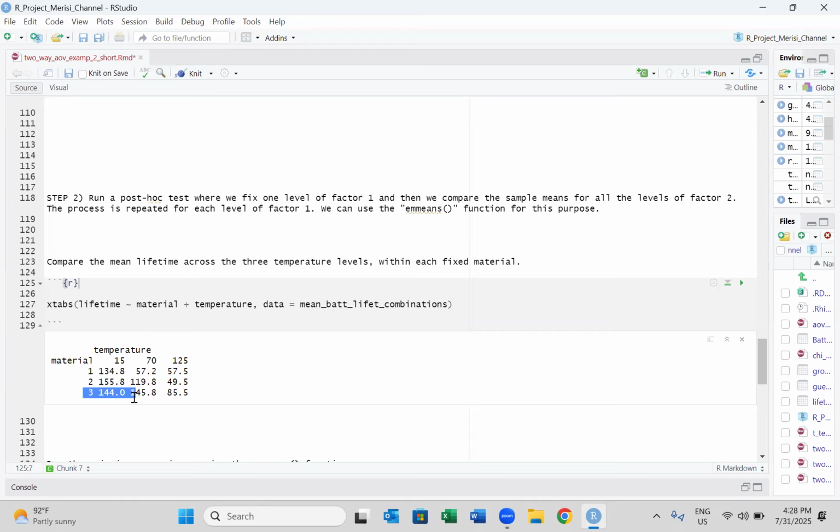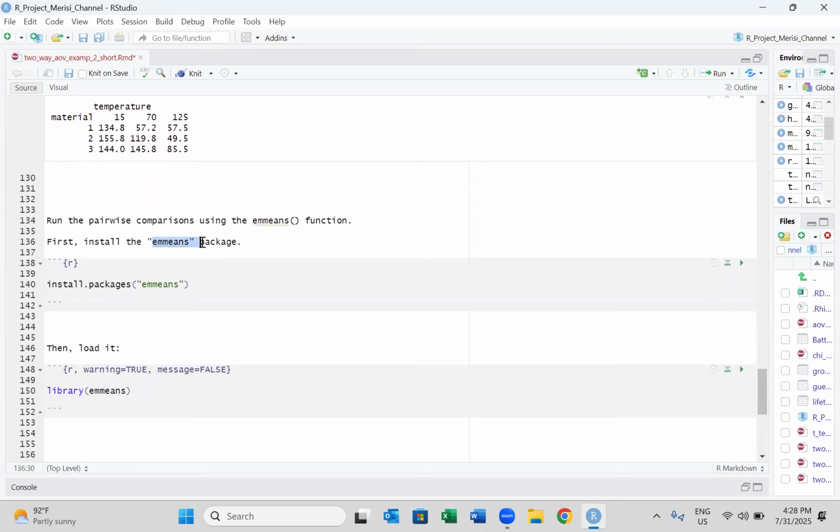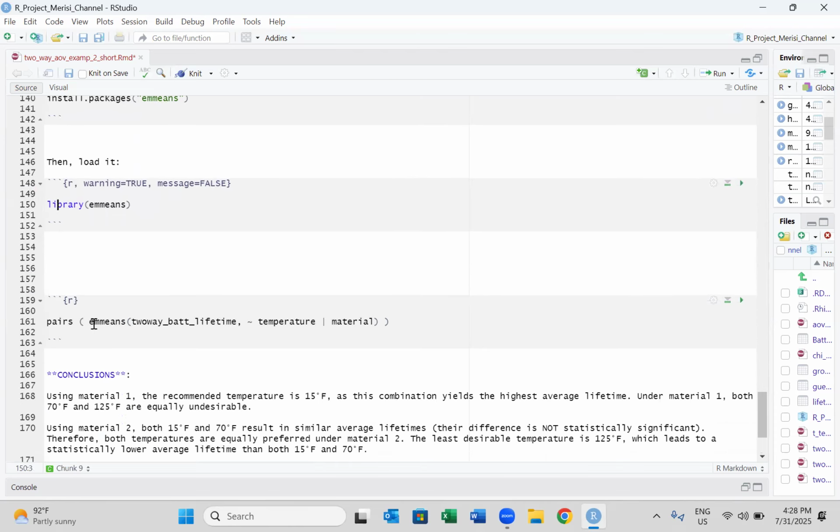Well, we can use a function called emmeans. To use that function, you need to install the package with the same name. Once you install the package, you need to load it using the library function. Let me load it. After that, you can apply the emmeans function to get the pairs, to compare each pair of lifetimes for the different temperatures for the same material. That's what pairs means. Let's take a look at this.